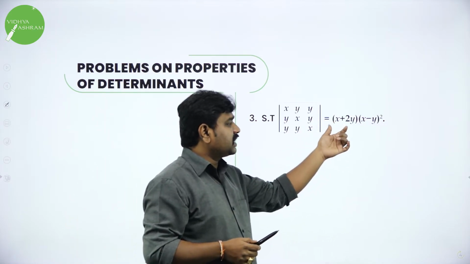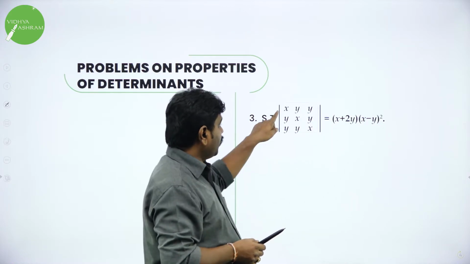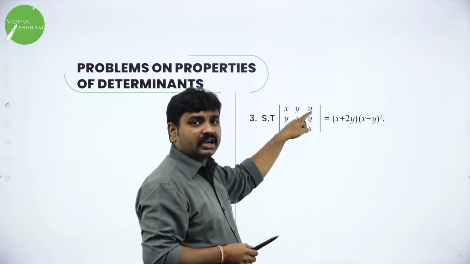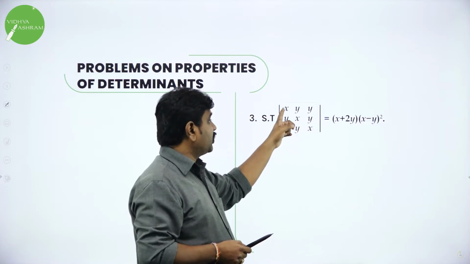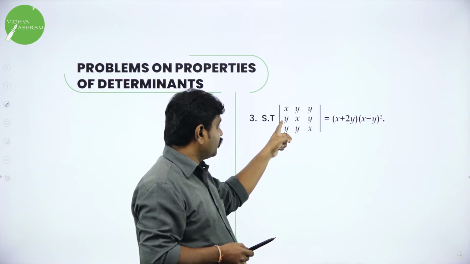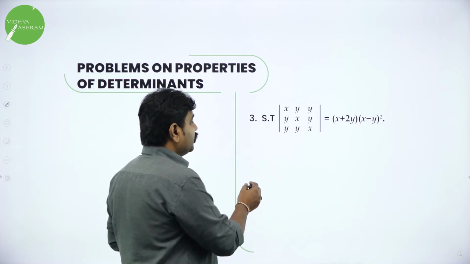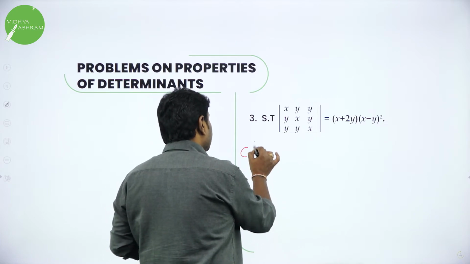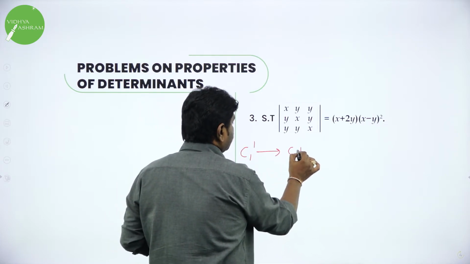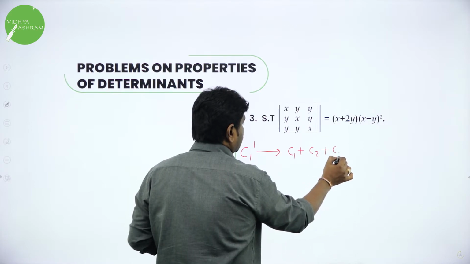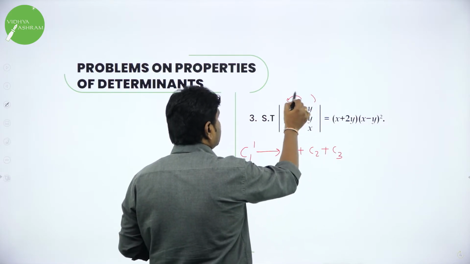See here what is there? x plus 2y. Here you have x, y and y. Y and y if I add will become 2y, so x plus y plus y gives you x plus 2y. Here also y plus y. So when I observe, I will add column 1 plus column 2 plus column 3. For the first column I will add these two to this.